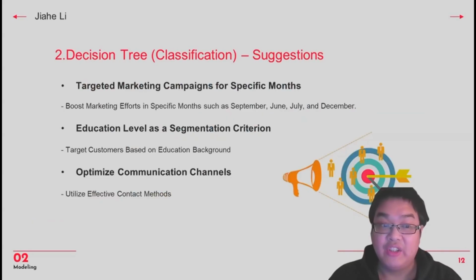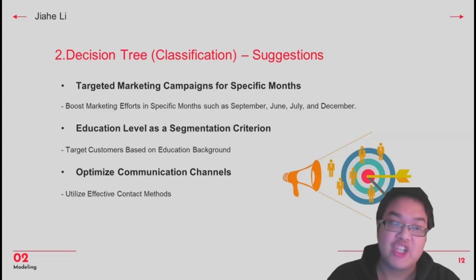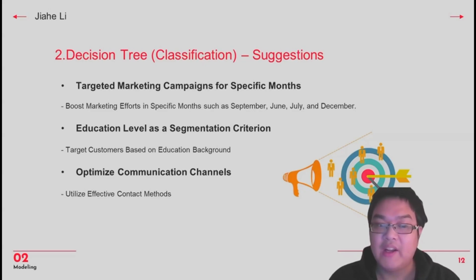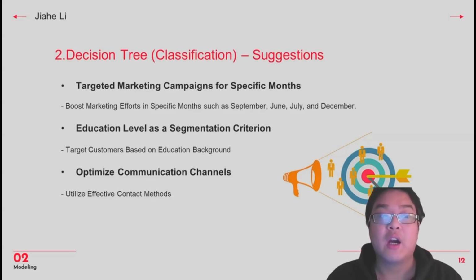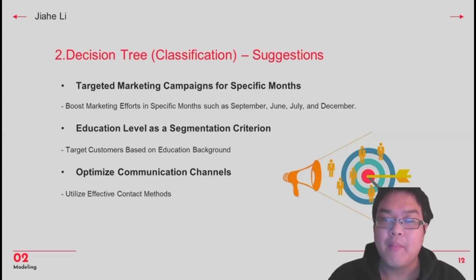After analyzing the decision tree, I have some suggestions, which can be divided into 3 parts. The first one is targeted marketing campaigns for specific months. Consider ramping up marketing activities in September, July, and December, as customers in these months appear more likely to subscribe to fixed-term deposits. Design special marketing plans and promotions for these months to attract more subscribers.